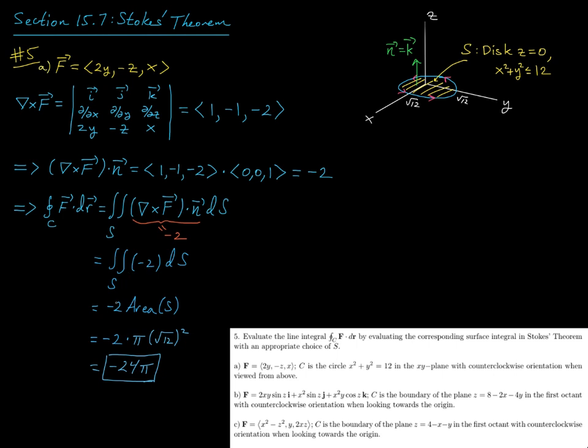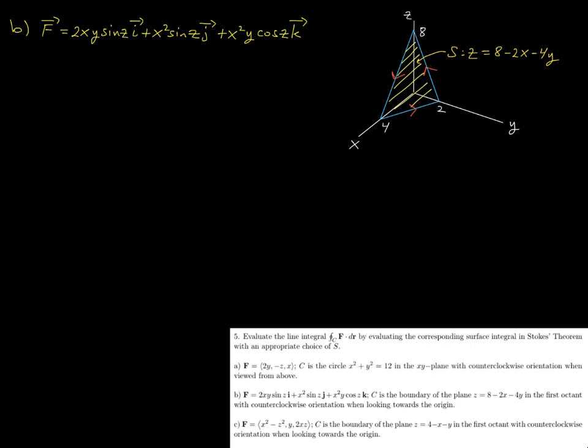So that's just going to be negative 2 times the area of that disk. And since the disk has radius root 12, that's going to be negative 2 times pi times the square root of 12 squared. So that's equal to negative 24 pi. All right, cool. That's pretty nice. Let's go ahead now and look at part B.